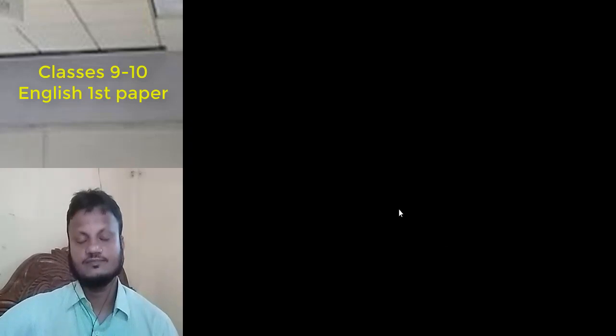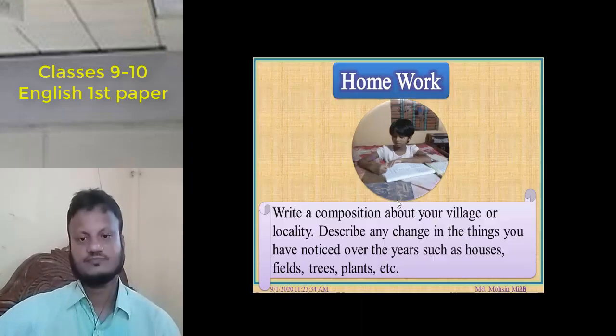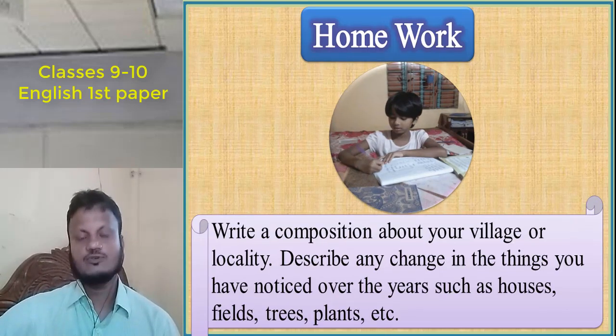Dear learners, I am about to end my class. Now I am giving you homework. Your homework is to write a composition about your village or the locality. Describe any change in the things you have noticed over the years, such as houses, fields, trees, plants, etc.